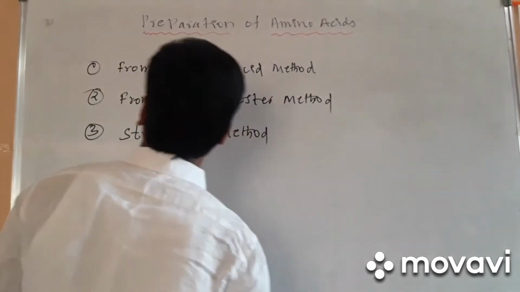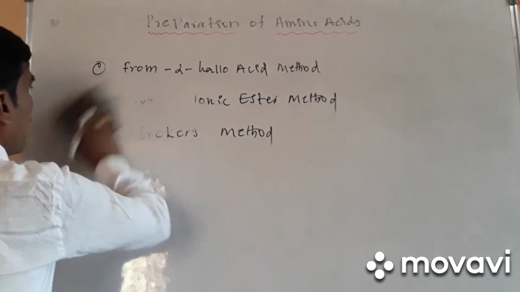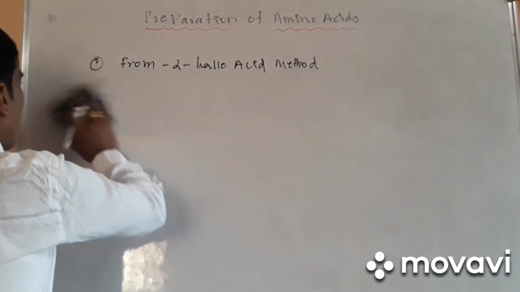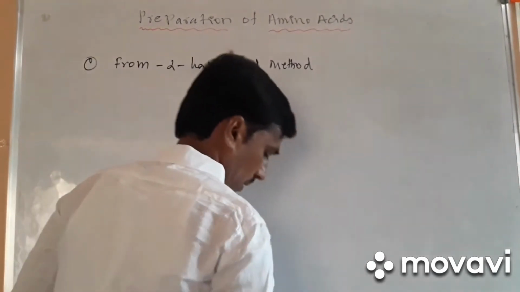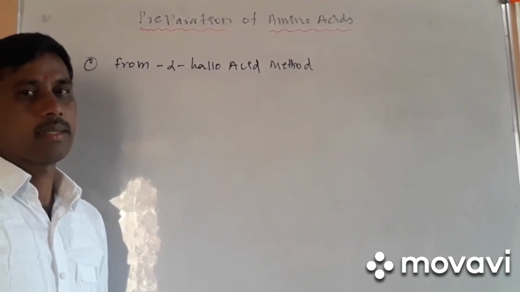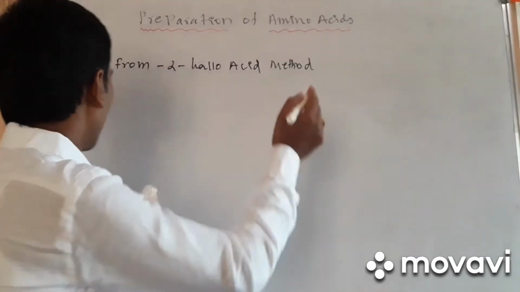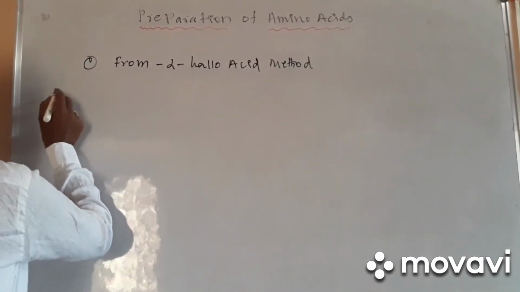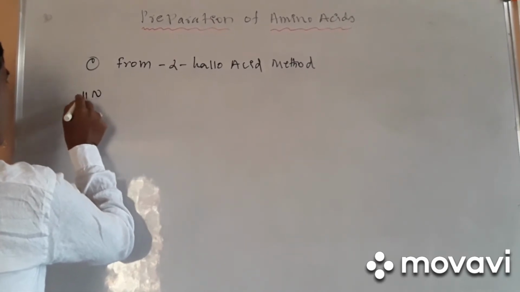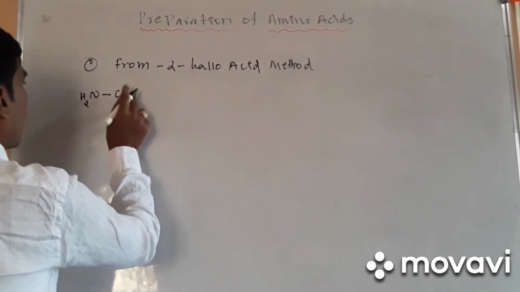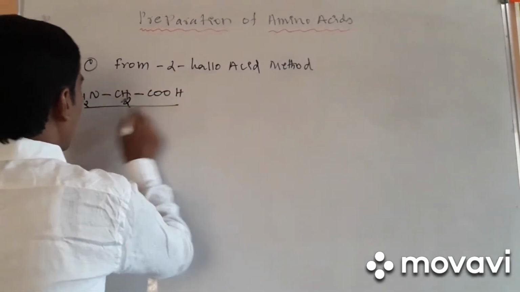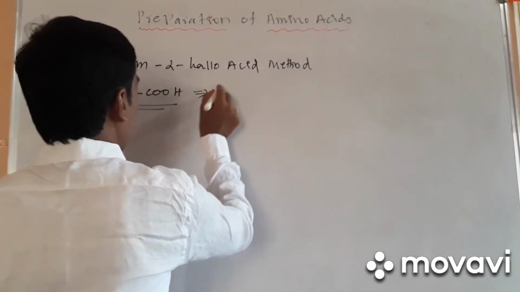First method is what? From the alpha halo acid method. By using this method, how do we prepare amino acids? By using this method, we prepare glycine. Glycine is one of the amino acids. The formula of glycine is NH2CH2COOH.